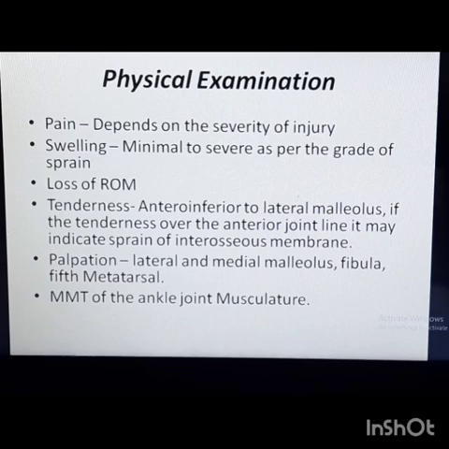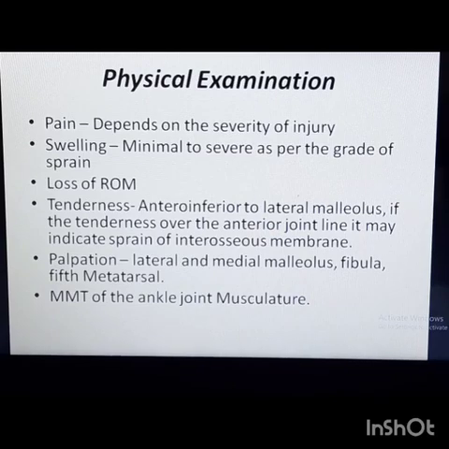Physical examination. What you need to examine when the ankle is injured is, first of all, the pain. You need to assess how much the pain is, which depends on the severity of the injury. Swelling is minimal to severe as per the grade. Loss of range of motion is very obvious, as the player won't be performing any range of motion of the ankle because of pain, and swelling does not permit it.